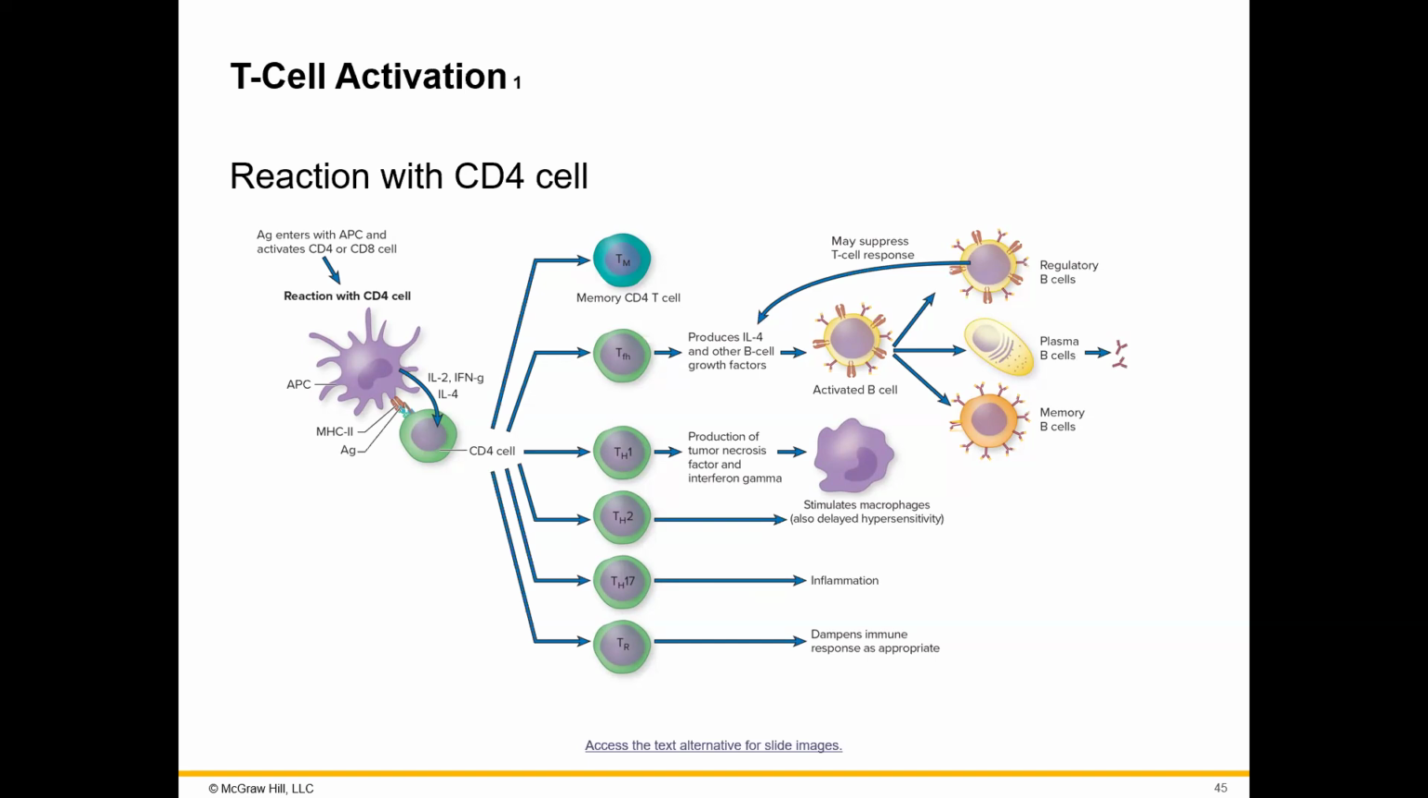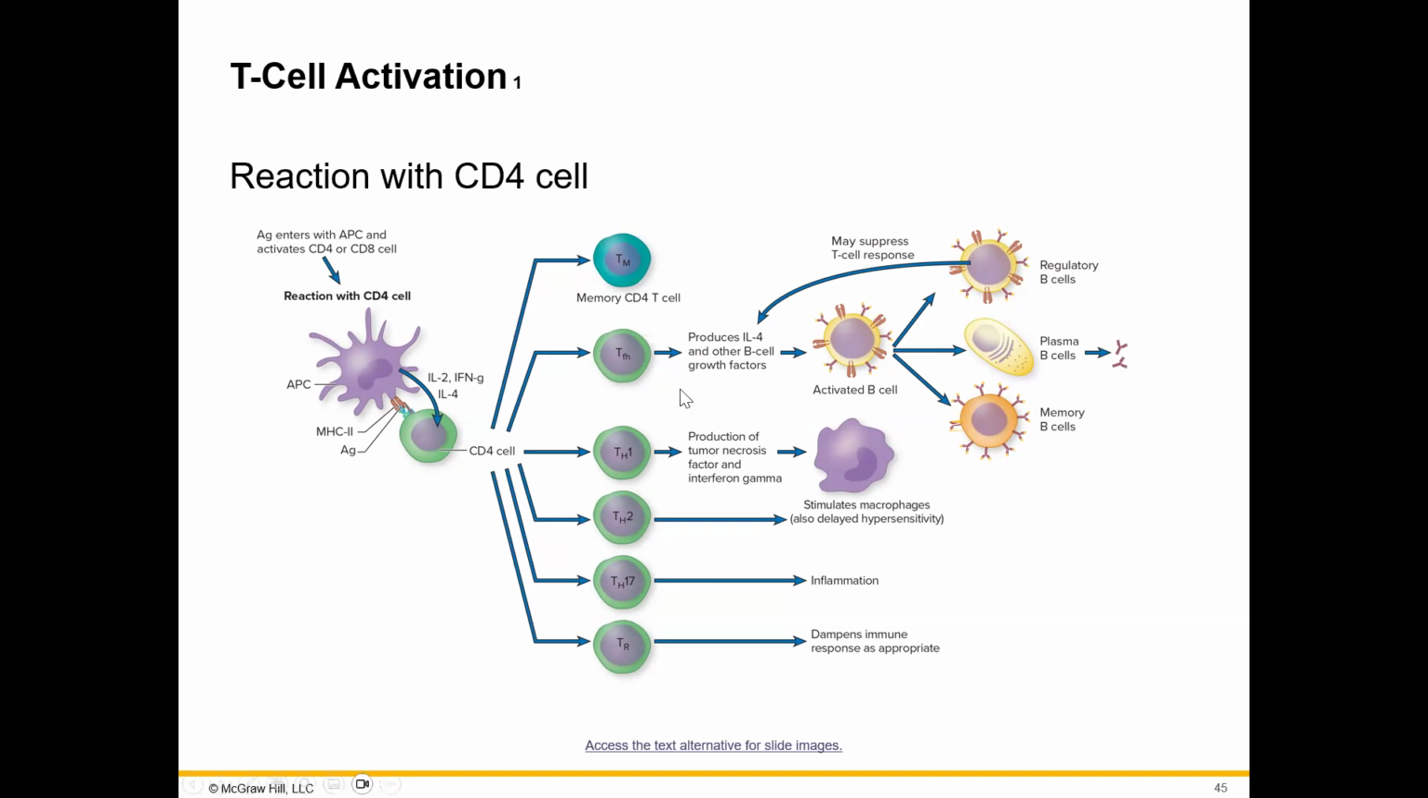So a Th1, the T helper cell 1, is going to activate phagocytic cells to be better at inducing inflammation. The Th2 cells are going to enhance the antibody response. So one of their important roles is to respond to extracellular microbes, helminths, and allergens. Your TFH, your T follicular helper cells, aid in B cell differentiation.